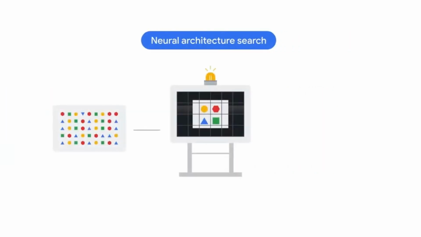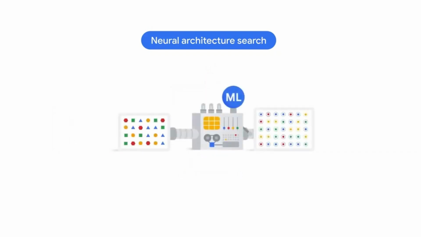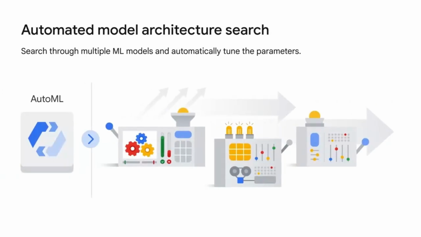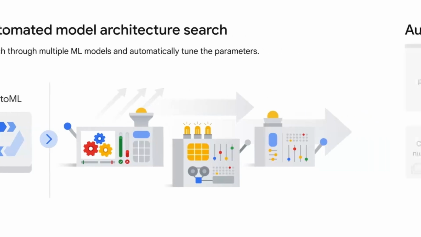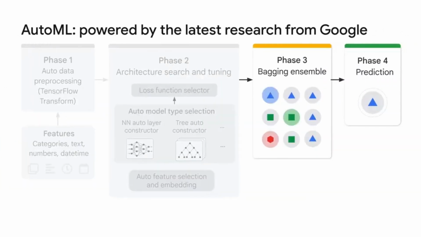Now let's look at neural architecture search. The goal of neural architecture search is to find optimal models among many options. Specifically, AutoML tries different architectures and models and compares the performance between models to find the best ones. For instance, AutoML can search through multiple advanced ML models and automatically tune the parameters to find the best fit for your data. In Phase 3, the best models are assembled from Phase 2 and prepared for prediction in Phase 4.